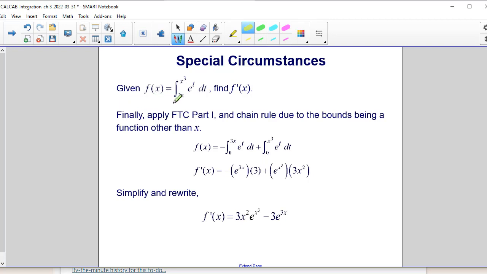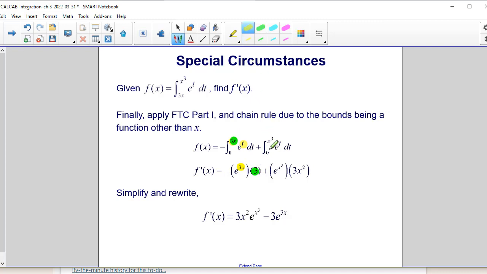Finally, we apply the FTC part 1 and the chain rule due to the bounds being a function other than x. So we integrate from 0 to 3x of e to the t dt, which means I replace t with 3x, that's down here, and I find the derivative of 3x, which is 3.